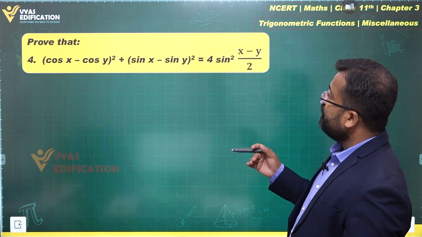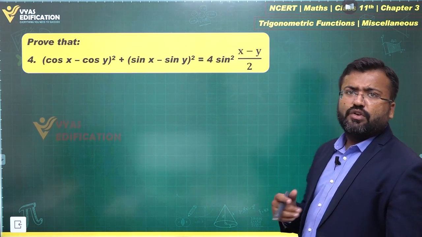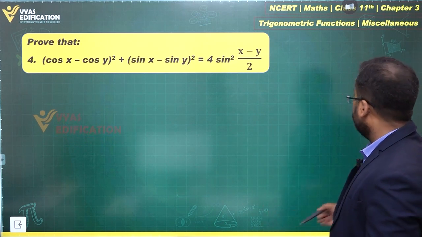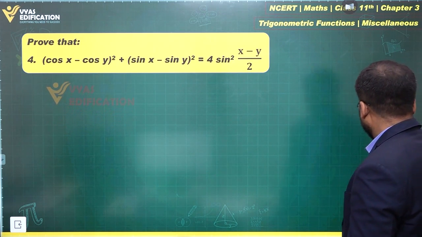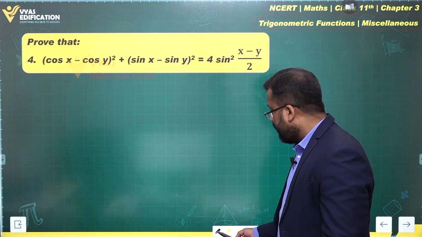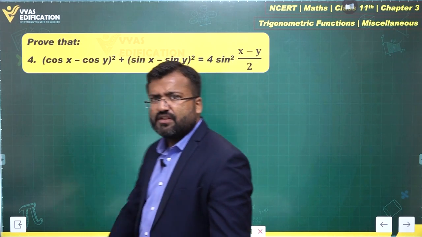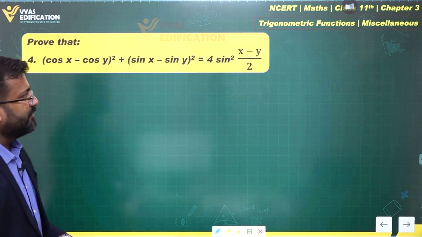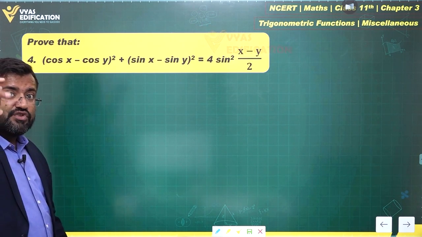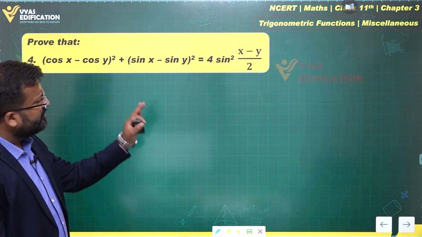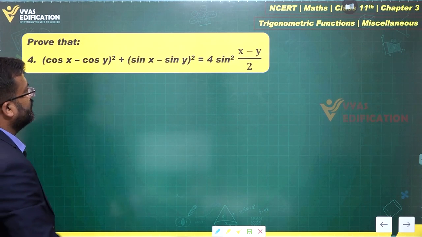(cos x minus cos y) whole square plus (sin x minus sin y) whole square. What are we supposed to do in this one? Let's try to use transformation. We can solve using transformation, or we can also solve by squaring first, right? Let's use transformation this time. In the previous question, we have seen 2 methods. Let's see one of those. Let's use transformation in this one.